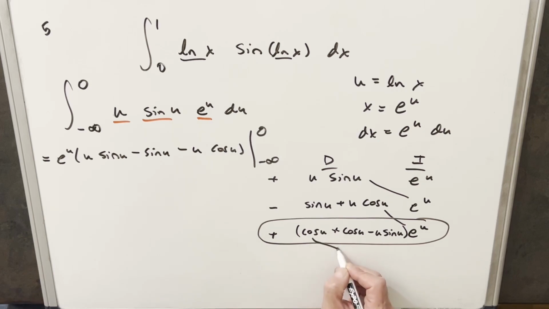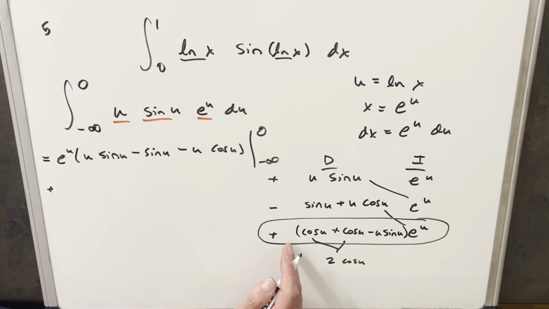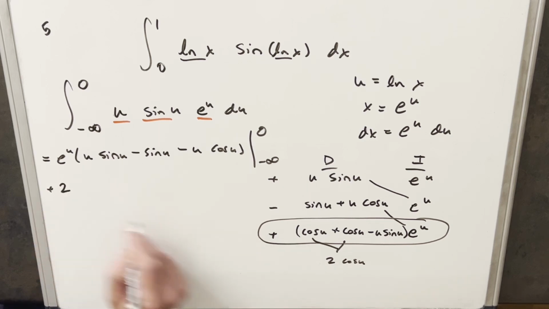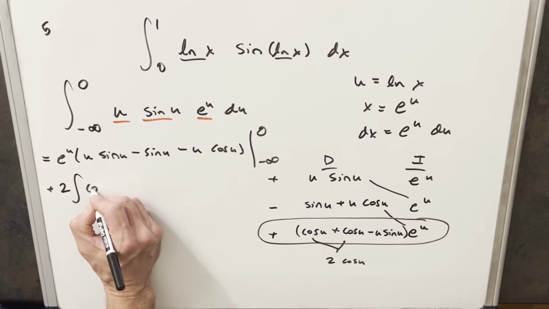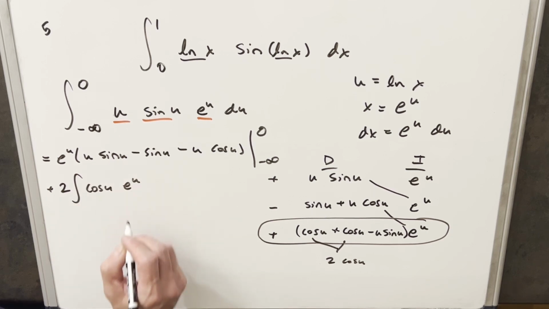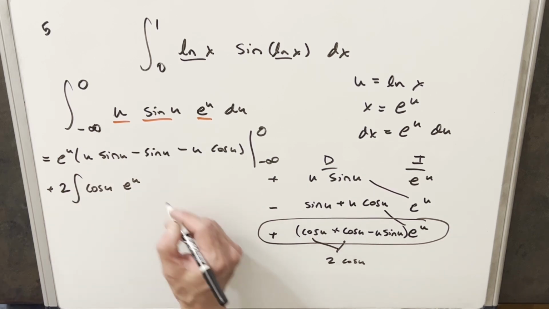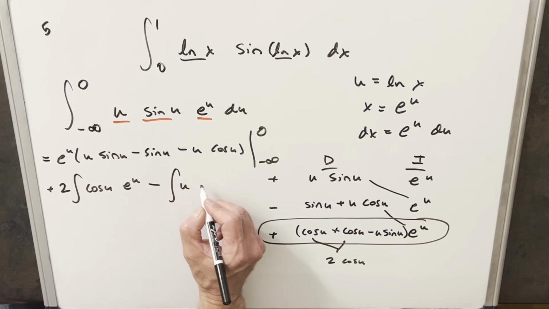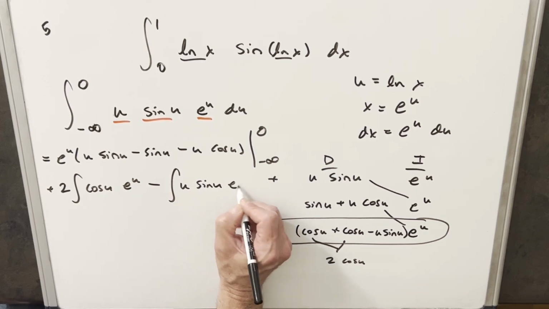Now we have 2 cosine u's here, so I'm going to put those together and have that as 2 cos u. So then here we're going to have an integral. We have a plus sign here, so I'm going to do plus, bringing the 2 out front, cosine of u, e^u. And then here we're subtracting this one, so we're subtracting u sine u, e^u.